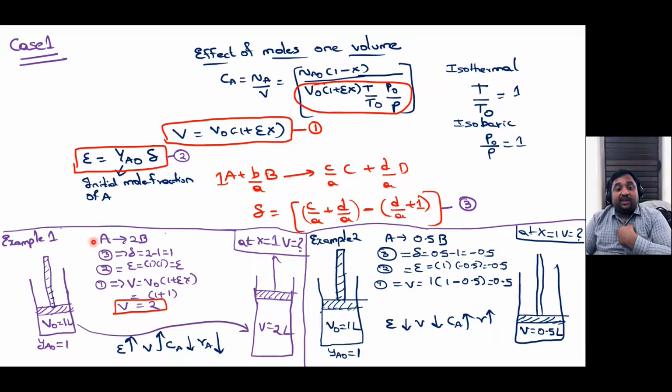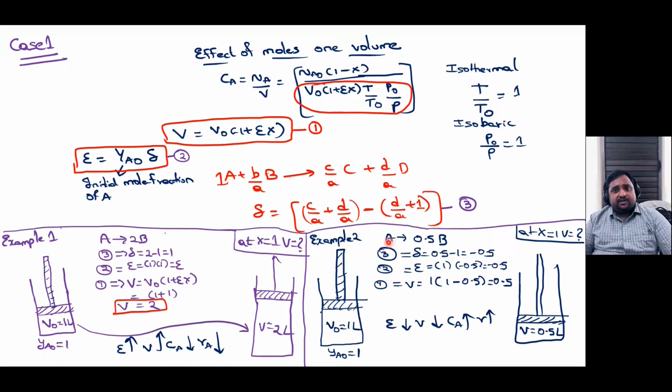Because of this particular reaction, A gives rise to 2B. What happens in such a case? Epsilon is equal to 1, which is positive. If epsilon increases, the volume will increase. If the volume increases, the concentration will go down and the rate will also go down. This is the example.